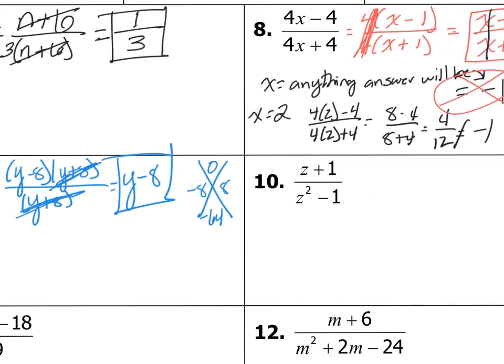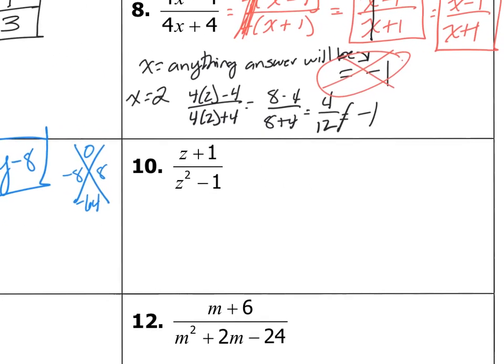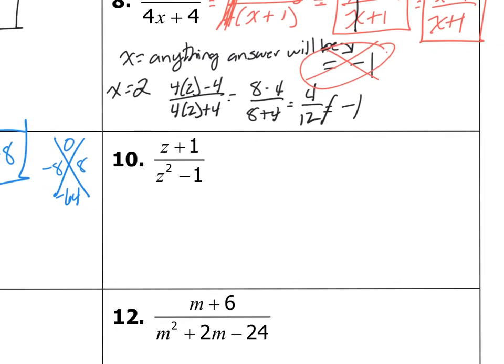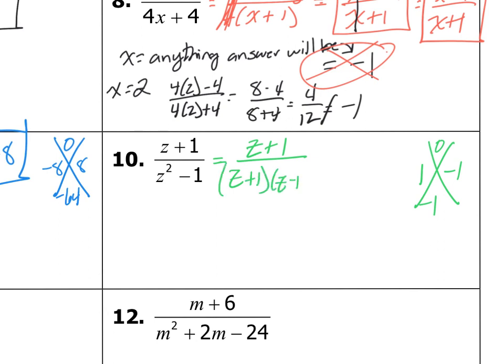One more on this section, then we can move on. So I'm going to do exactly what I just got done doing, only this time I'm factoring on the bottom. The top is the same, so z plus 1. And then I'm going to say what multiplies to be -1 and adds to be 0. Well, that's 1 and minus 1. So I've got z plus 1 over z minus 1.